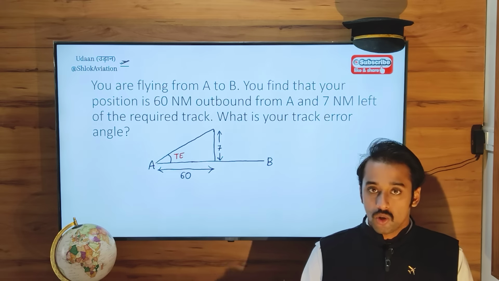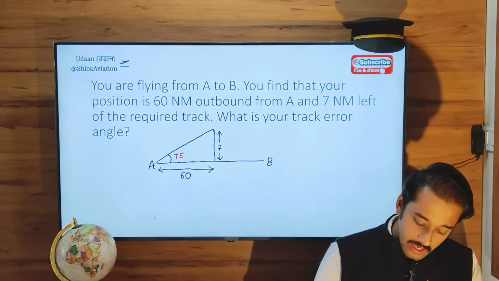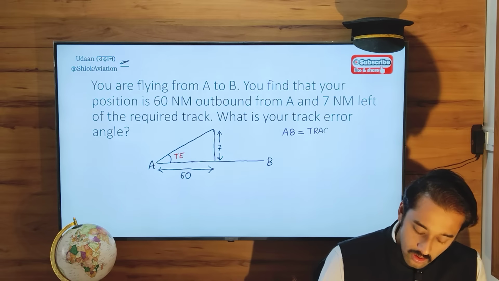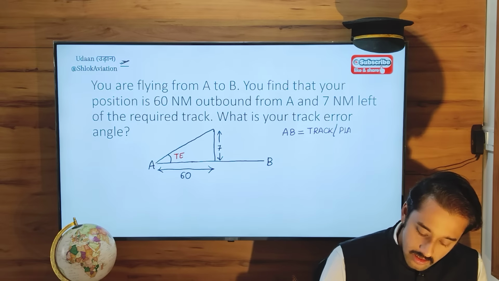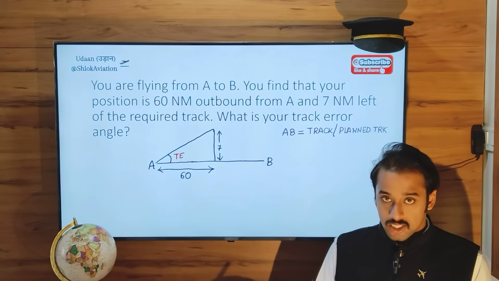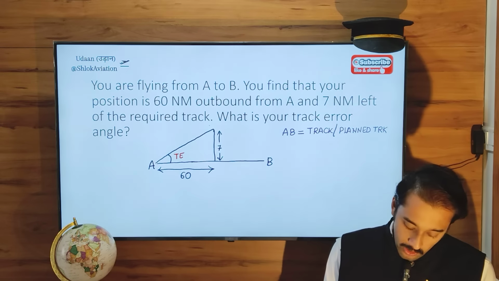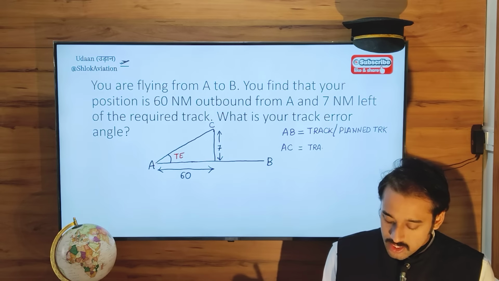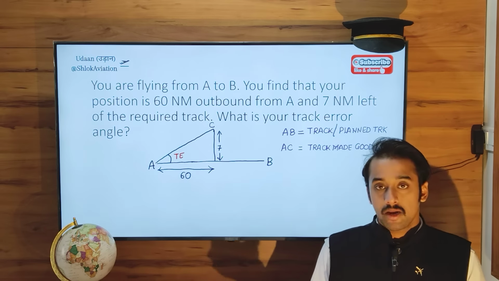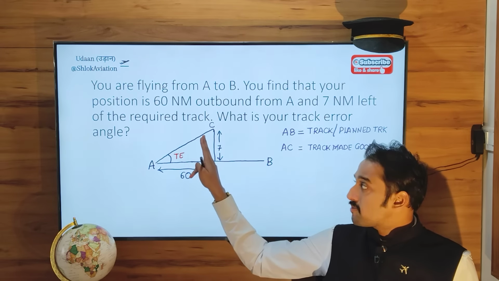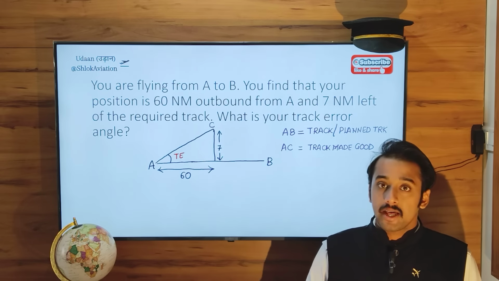Track error angle. So let's label this diagram. Your AB route will be your track or planned track. AB is your track or planned track. Let's name this point C. AC will be your track made good. Track made good. The difference between the planned track, which is your AB, and track made good, which is your AC, is called track error angle.